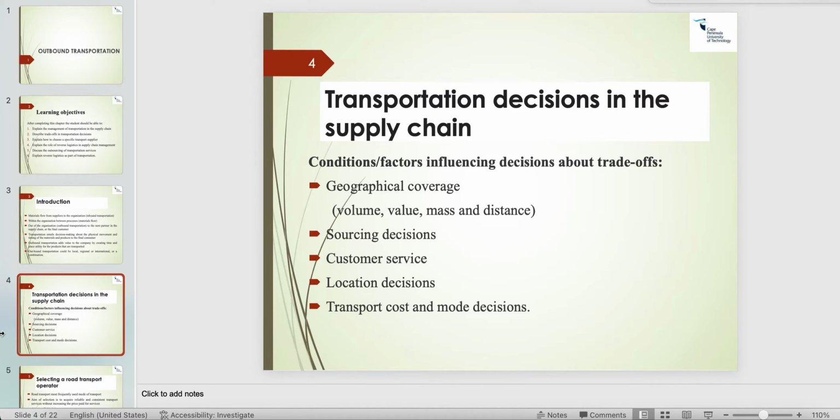Then we have transport cost and mode selection. We need to make sure that the right transport mode is chosen for particular circumstances, as transport costs often represent one of the highest cost elements in the supply chain. So it needs to be done effectively.